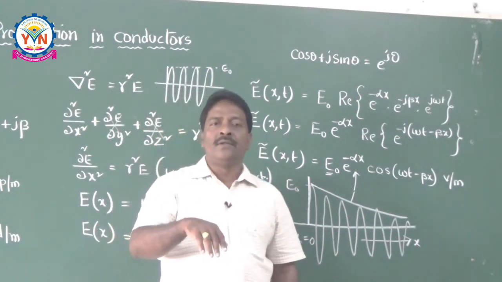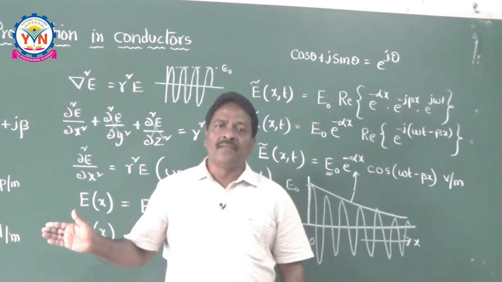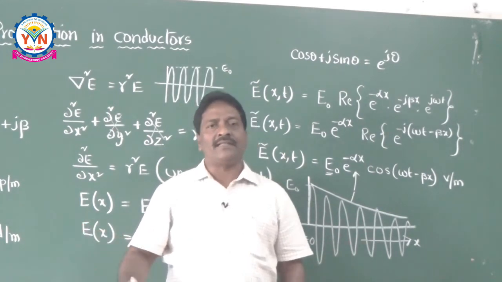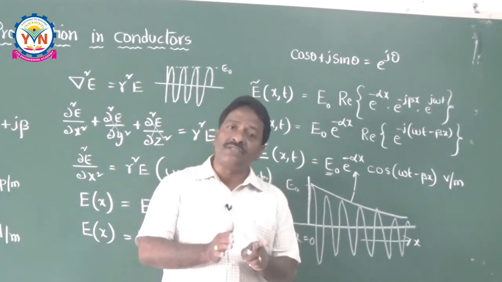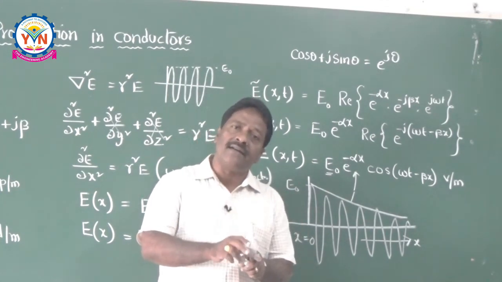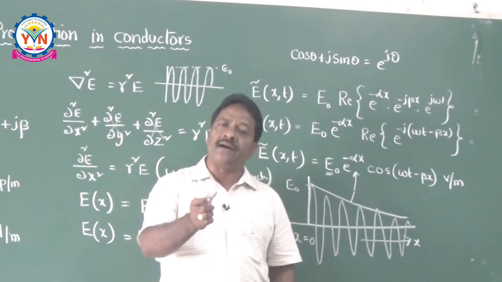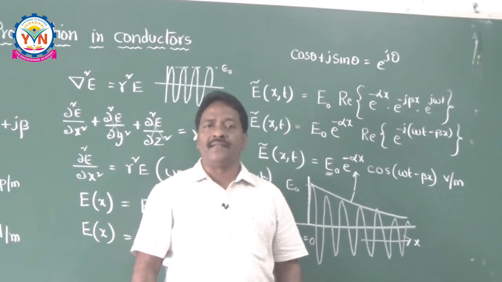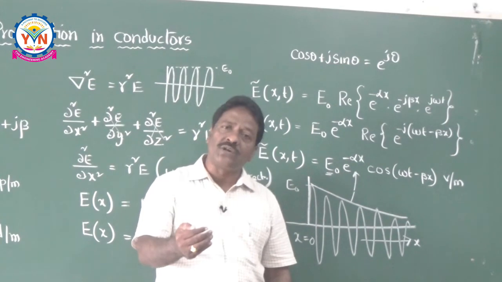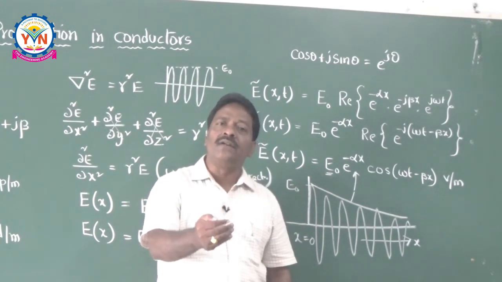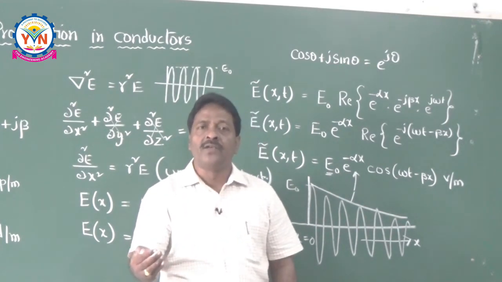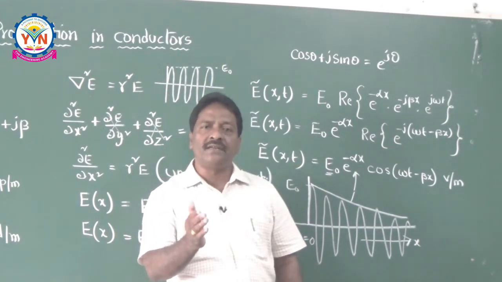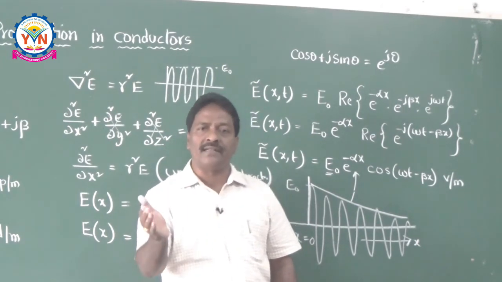Now, sometimes we are not in a position to define the medium. So at that time, we have to differentiate the conductors and the dielectrics by taking the concept of loss tangent. Loss tangent is nothing but the ratio of conduction current density to displacement current density. So now I would like to discuss how to differentiate conductors and insulators.